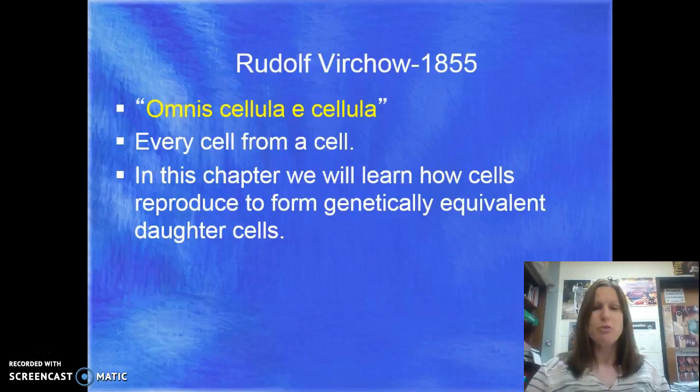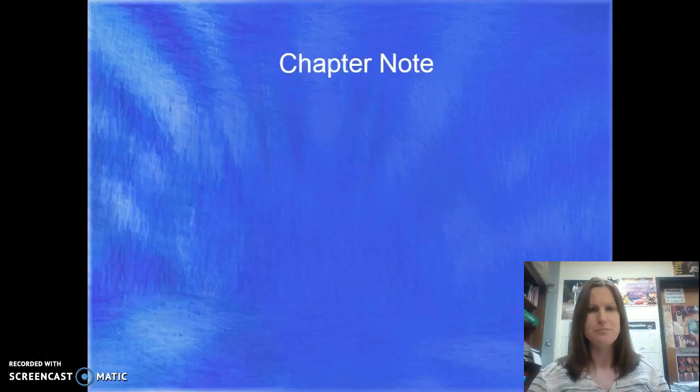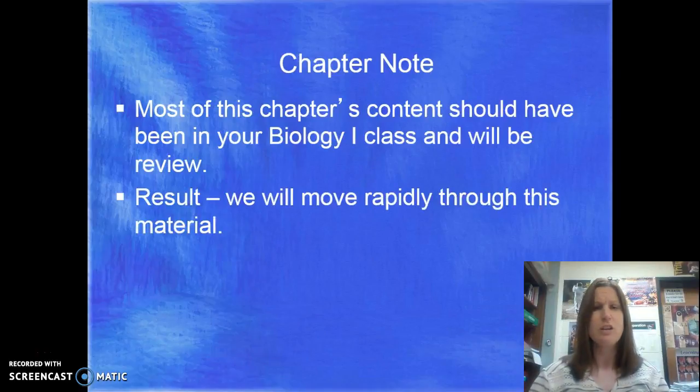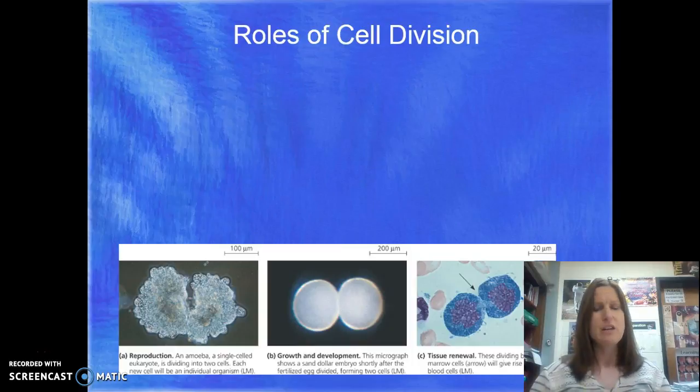So in this chapter we will learn how cells reproduce to form genetically equivalent daughter cells. The whole purpose of this cell cycle is for us to form daughter cells that are identical to one another and identical to the parent cell. Now keep in mind, most of this chapter's content should have been in your Bio 1 class. This should be a review, therefore we're moving quick. So let's take a look at the roles of cell division.